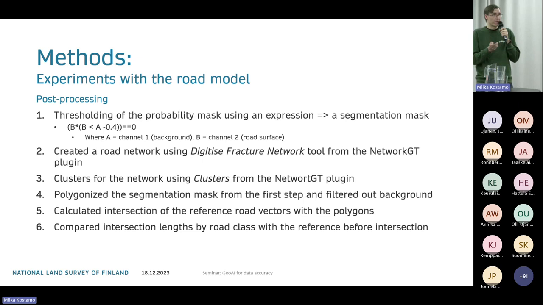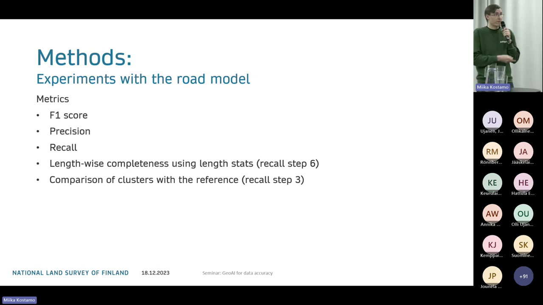And then I calculated the intersection of the reference road vectors with the polygons and compared the intersection lengths by road class with the reference before intersection. And I noticed that it was mentioned, but the TDB road vectors were my reference. And I calculated the standard metrics and then this lengthwise completeness using the length stats, which were step 6 from the last slide, and comparison of clusters with the reference corresponding to step 3 on the previous slide.